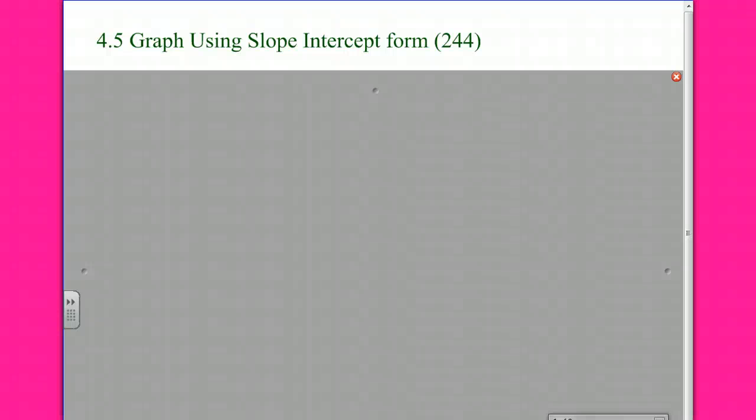Okay, so we're in section 4.5. We're heading into the second half of this chapter in algebra. And we're using a very favorite form for graphing lines, linear equations. And in 7th grade, I didn't just call it slope-intercept form.